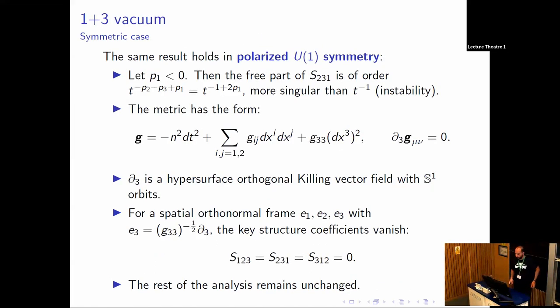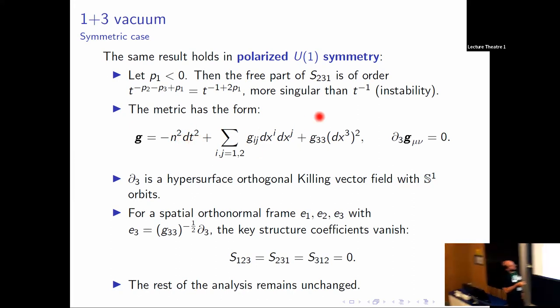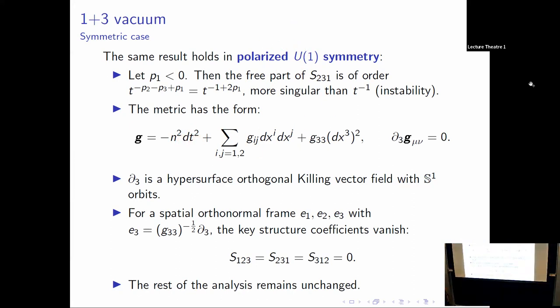Okay, and one comment about the unstable regime. As we heard in Spiros' talk, if you have a polarized condition, a proper polarized condition, you get Kasner type behavior. And we also see that in our analysis.